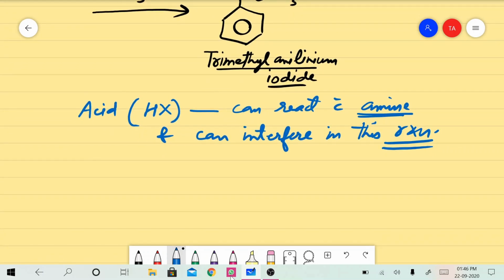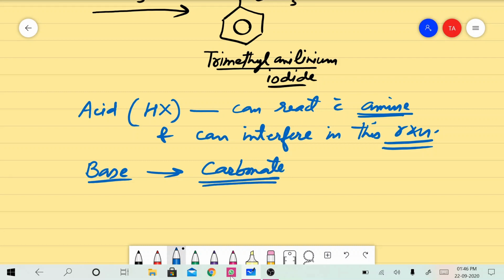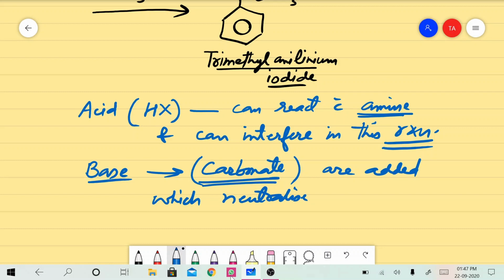इस चीज़ के लिए हम एक बेस इस रिएक्शन में ऐड करते हैं. बेस लाइक ए कार्बोनेट, जैसे सोडियम कार्बोनेट है, पोटेशियम कार्बोनेट है. Bases like carbonates are added which neutralize the acid which is formed, that is HX. और इस तरह से चूंकि ये एसिड न्यूट्रलाइज हो जाता है, therefore it is not capable of interfering in this reaction.